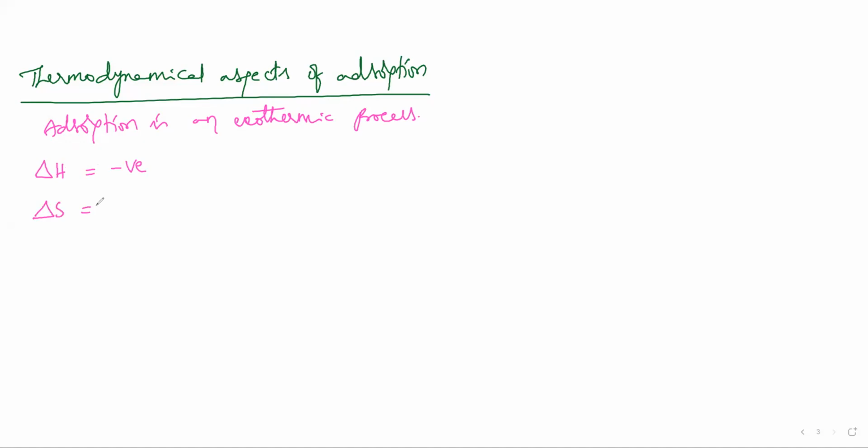Then delta S, change in entropy, before adsorption, after adsorption. What is entropy? That is also negative. Then delta G. Delta G is also negative.